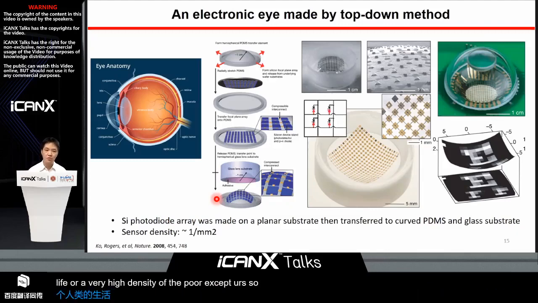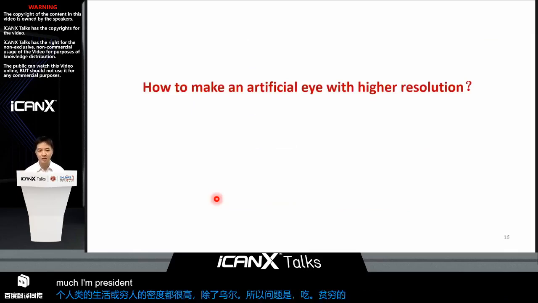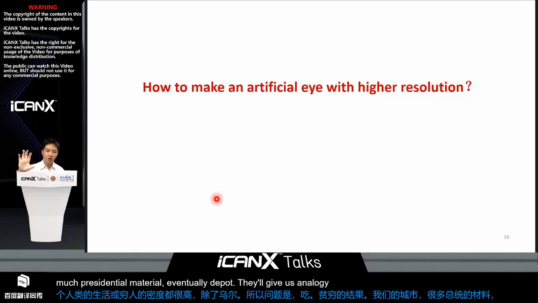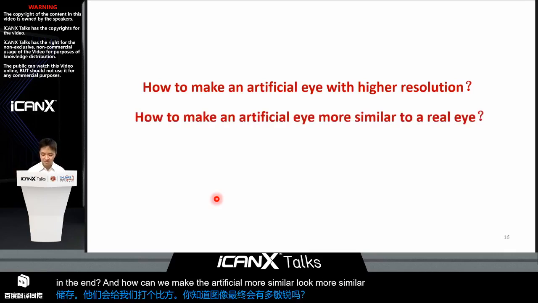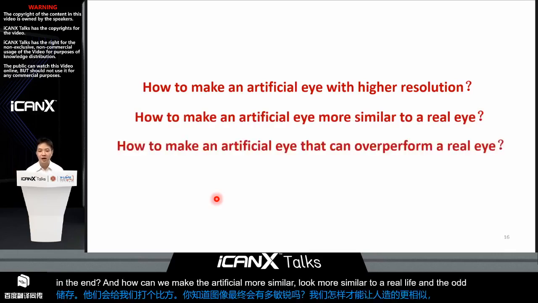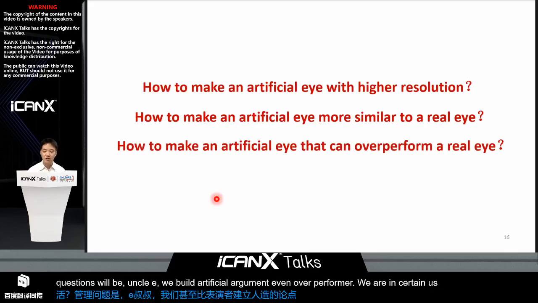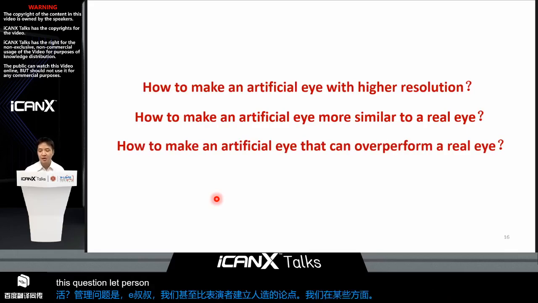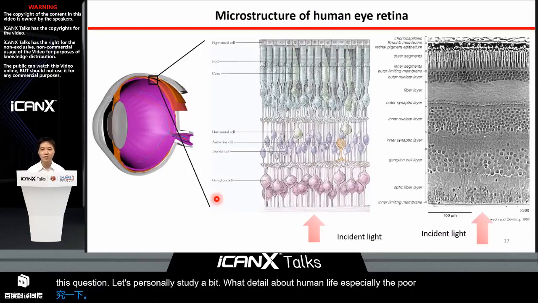So the question is, how can we fabricate an artificial eye with much higher resolution? We call that acuity. Eventually, it determines how sharp the image will be in the end. And how can we make an artificial eye look more similar to a real eye? And the ultimate question is, how can we build an artificial eye that can even outperform a real eye in certain aspects? To answer this question, let's first study in a bit more detail the human eye, especially the core component, the human eye retina.